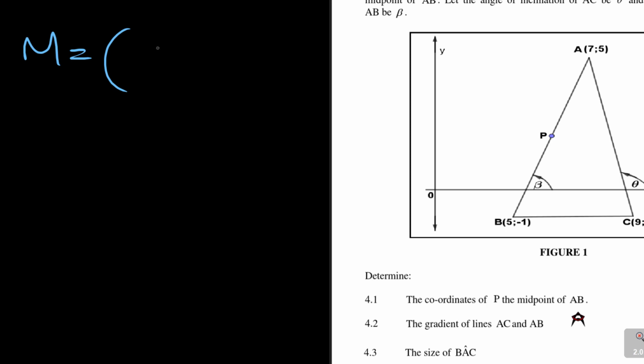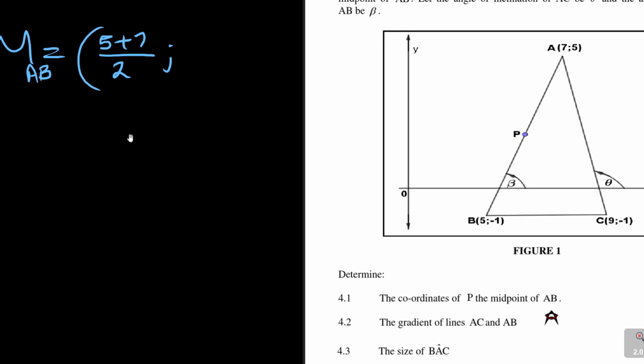So which line are we working on? Midpoint AB. I just finished drawing this. So my x values will be negative 5 plus 7, divided by 2. And then the y values, 1 plus 5, divided by 2.